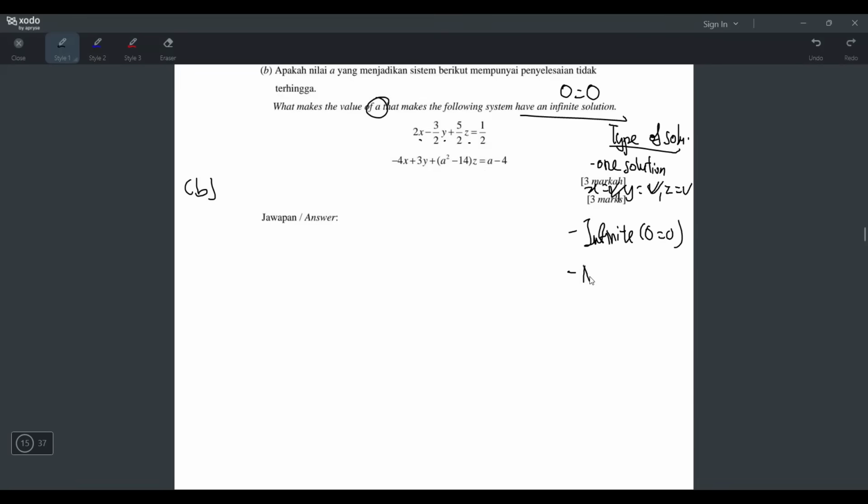And then the next one is no solution. No solution means when you do everything correctly, but you end up with 0 equals a number. The number can be anything, like 1 or 2 or 3, 4, 5, doesn't matter. It means that they don't have any intersection.